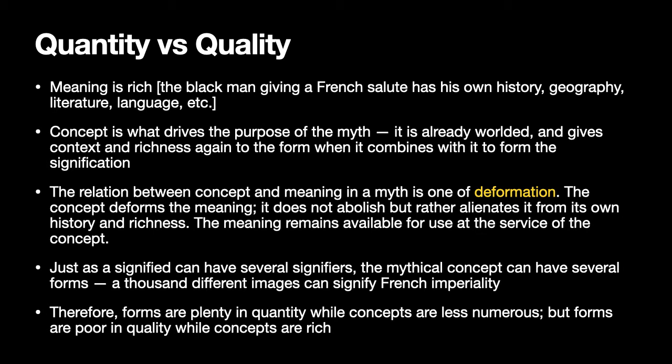And so what we understand regarding forms and concepts is that forms are plenty in quantity. For one concept, there may be several forms, 1,000 forms. So the number of signifiers is always more, and the concept is less numerous. So quantity wise, forms are more and concepts are fewer. But if you look at it in terms of quality, forms are poor. They are not rich. Their richness has been emptied out. So they are poor images. Whereas concepts are rich. Concepts are already worlded. They are already embedded in the world. They have their own histories and ideologies. And the concepts are rich in meaning. So in terms of quantity, form is greater than concept. But in terms of quality, the concept is higher than form.